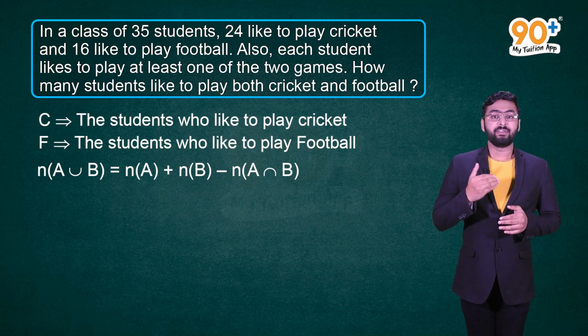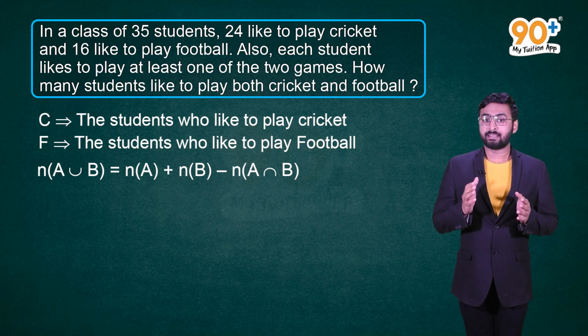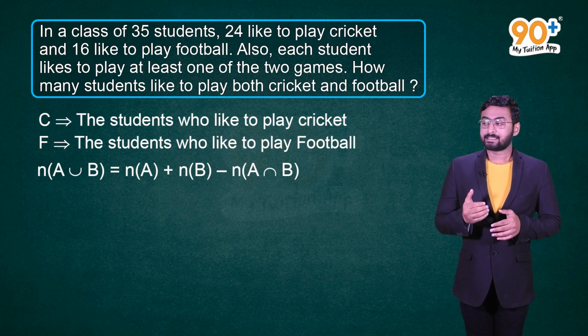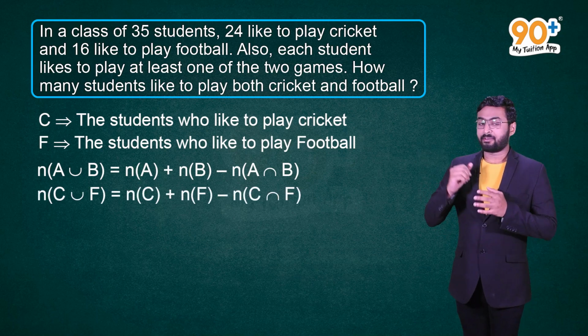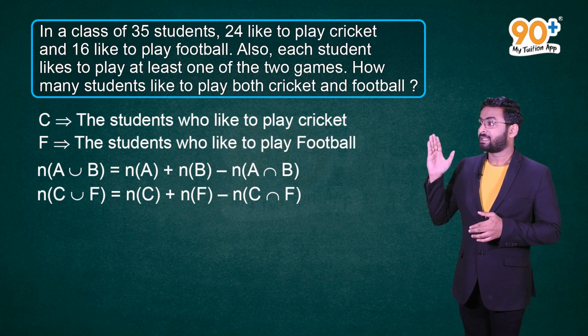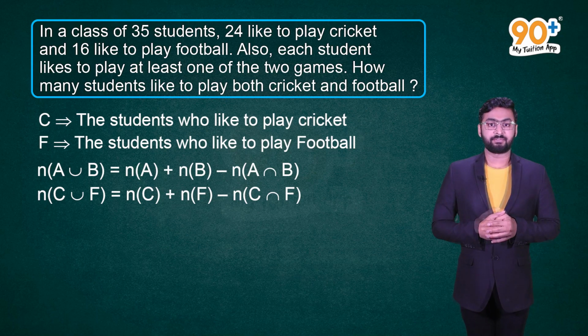So again, we will be using the formula for finding the number of elements in the union of two sets, that is n of C union F, which is equal to n of C plus n of F minus n of C intersection F.